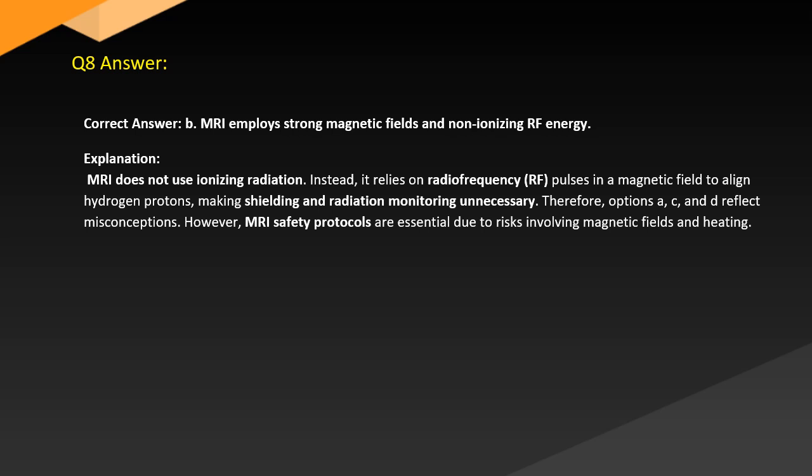Answer. Correct answer, B. MRI employs strong magnetic fields and non-ionizing RF energy. Explanation: MRI does not use ionizing radiation. Instead, it relies on radio frequency, RF, pulses in a magnetic field to align hydrogen protons, making shielding and radiation monitoring unnecessary. Therefore, options A, C, and D reflect misconceptions. However, MRI safety protocols are essential due to risks in magnetic fields and heating.